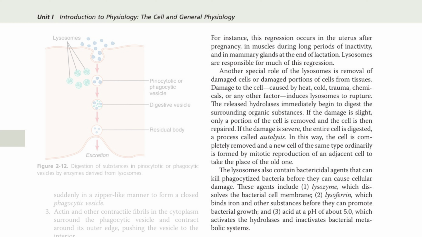If the damage is severe, the entire cell is digested, a process called autolysis. In this way, the cell is completely removed and a new cell of the same type ordinarily is formed by mitotic reproduction of an adjacent cell to take the place of the old one.